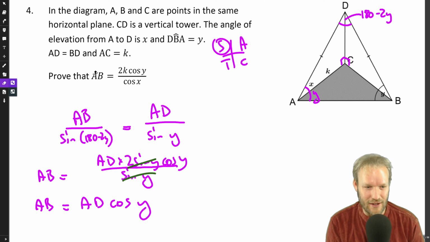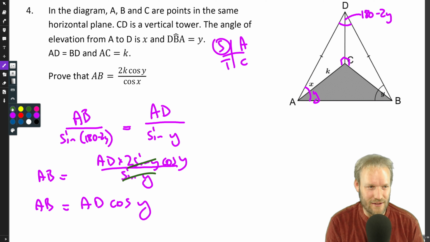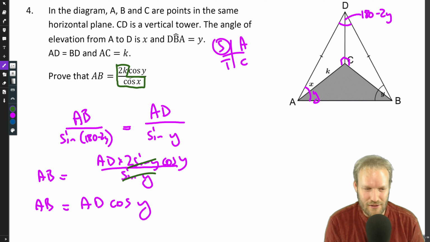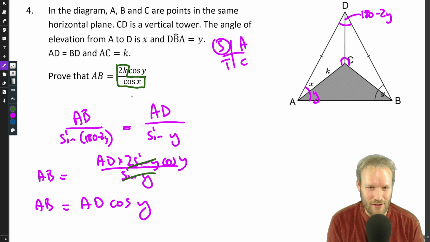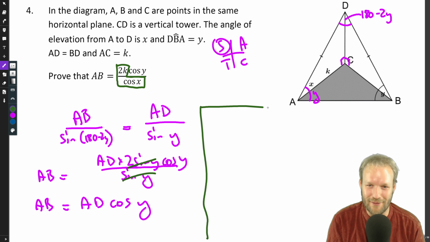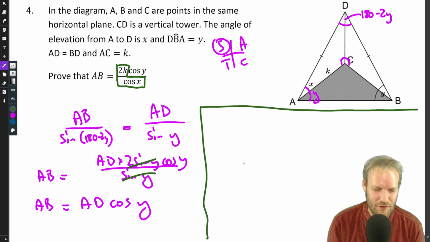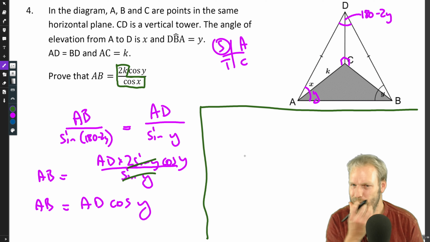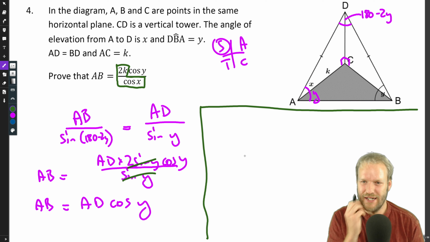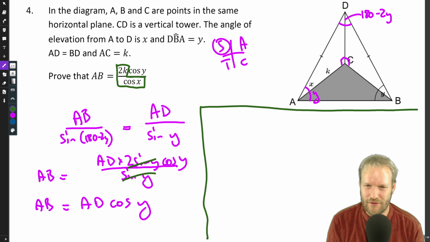We've got AB, we've got cos y, and we need to just work out what AD is. And hopefully AD turns into what we're trying to get to, if that makes any sense. But hopefully when we manipulate and substitute, we'll get there. So let's have a look here and see if we can work out what AD is. Well, we need to work with cos x, and there needs to be this variable k involved.